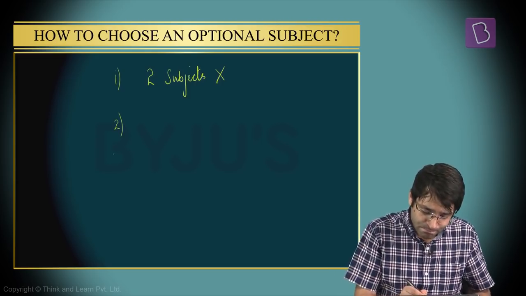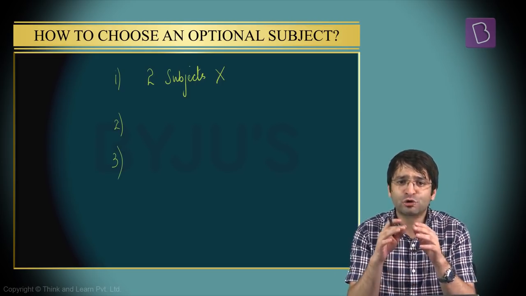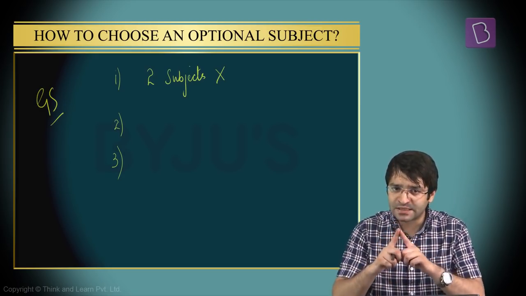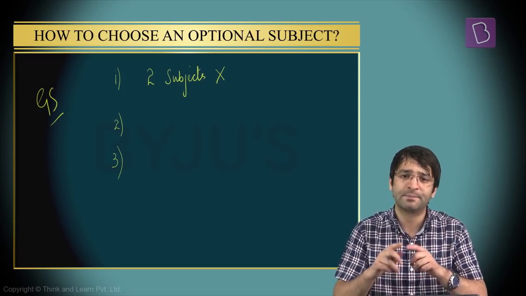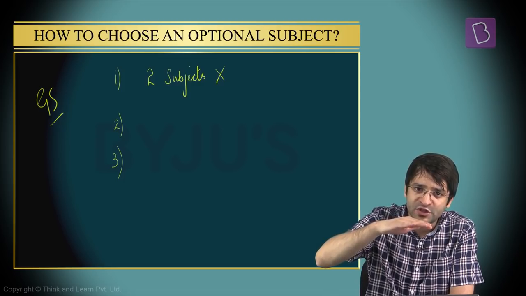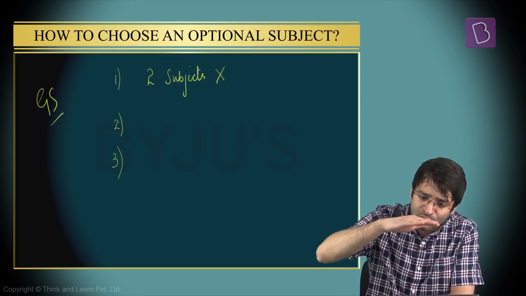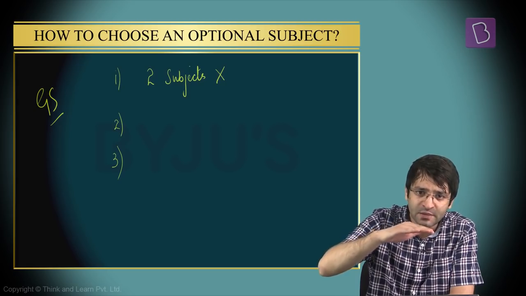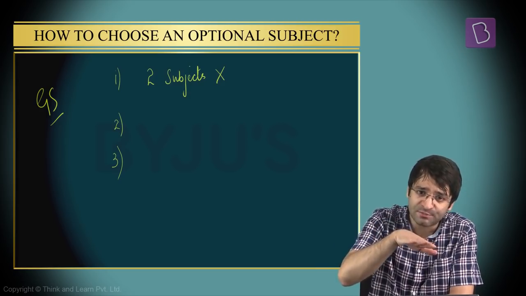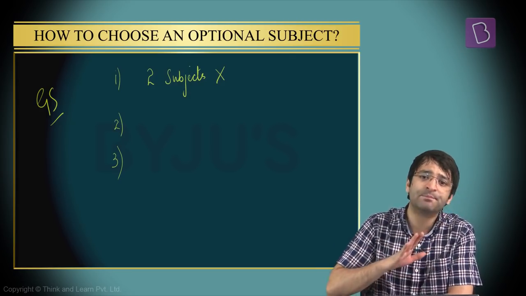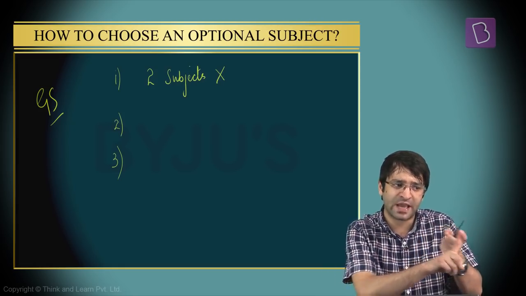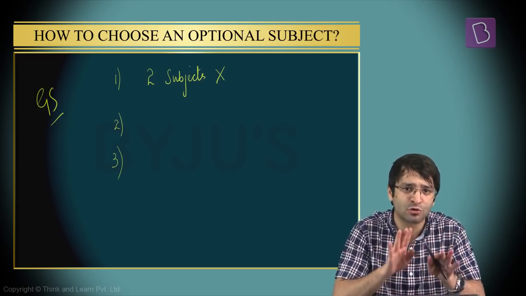Myth number 3, you should choose an optional which can help you in your GS as well. It's a myth. Please don't fall into this trap. Let's say, for example, this is your mains examination for your GS. The amount of knowledge, content, information that you require is that of a superficial level. But for your optional subject, you have to dig much, much deeper. So do not take an optional subject just for the reason that it is going to help you in your GS subject as well. No, don't do that.